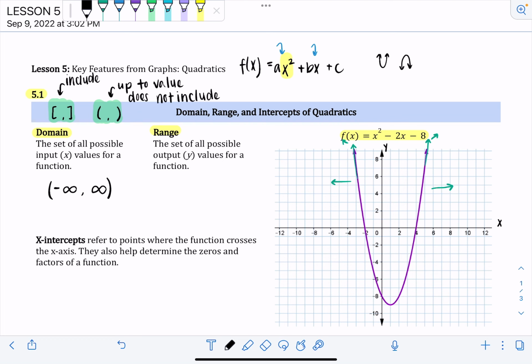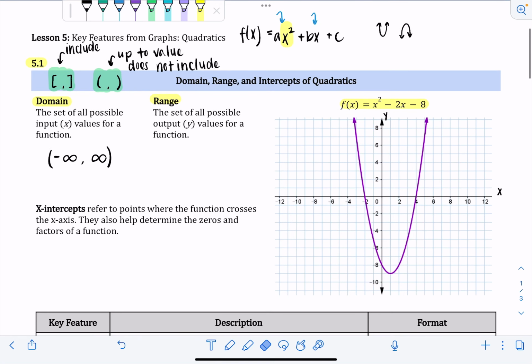And then for range, the range is all the possible output values, so y values. If we look at our graph, we can see it's definitely going up forever and ever. It's going up pretty quickly too, but it's not going down forever. There's a definite low point on this graph. It's called the vertex.